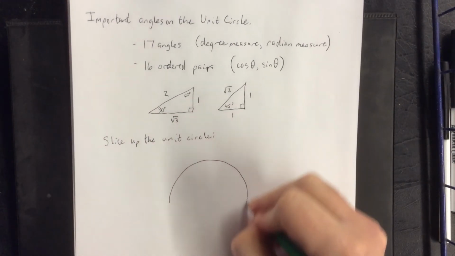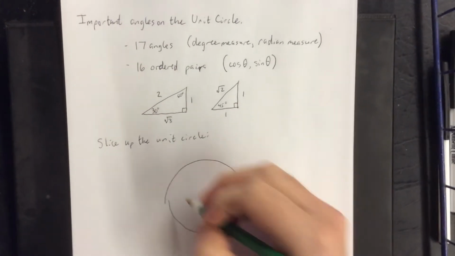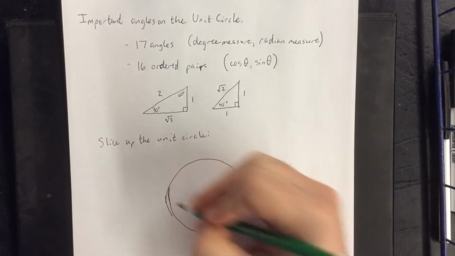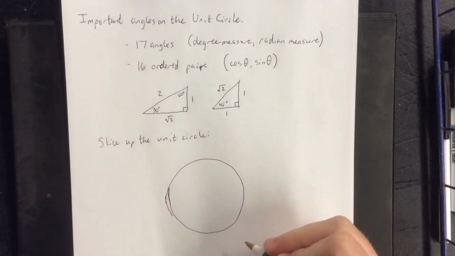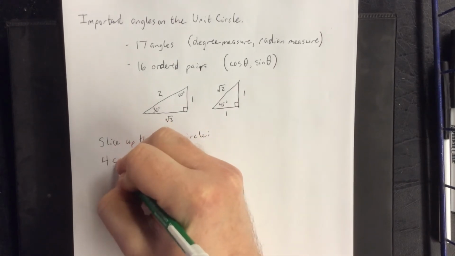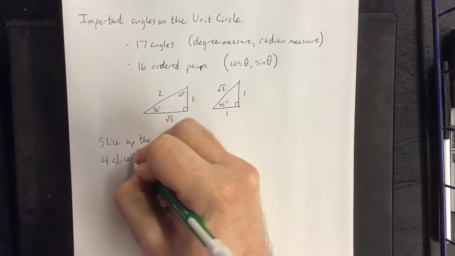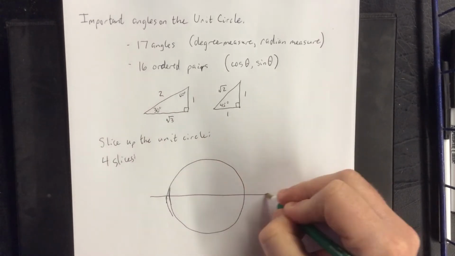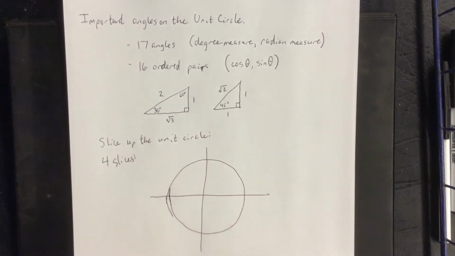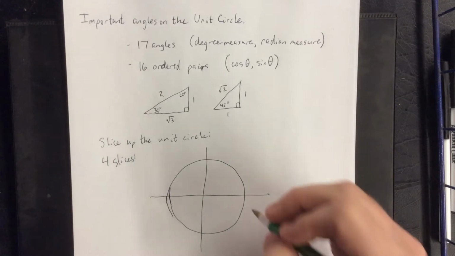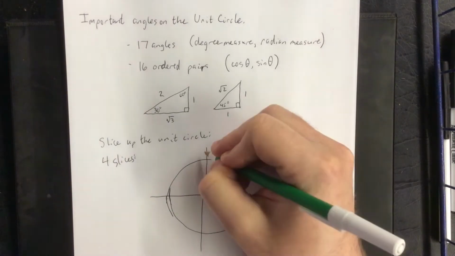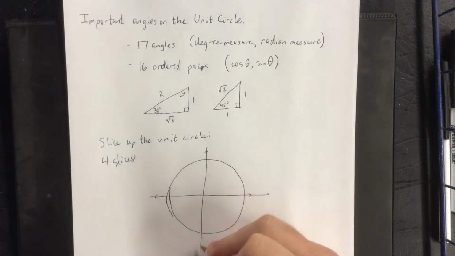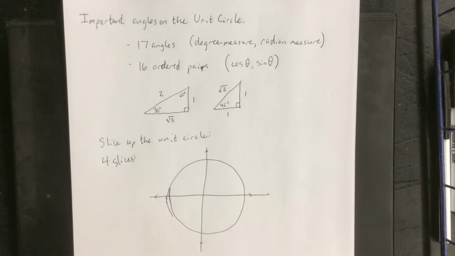So for my first method, the first way we're going to slice up the unit circle is to slice it up like we're going to have 4 slices of pizza. So the way that we do so is left to right, top to bottom. That is not very evenly sliced, but use your imagination. So the 4 angles in question will be in this direction, this direction, this direction, and this direction.